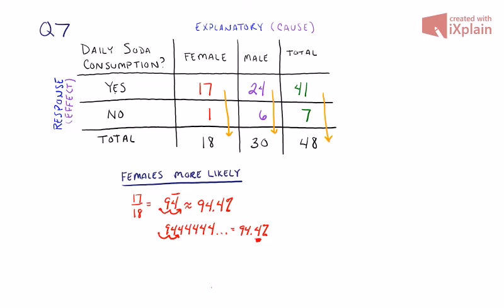But now we can compare this to the male side. We have 24 males out of 30 who said that they have a daily soda consumption. So 24 out of 30 would come out to 0.8, or in other words, 80%. As we can see, 94.4 is larger than 80%, so we're saying that the females are more likely than the males in this situation to have a daily soda consumption habit.